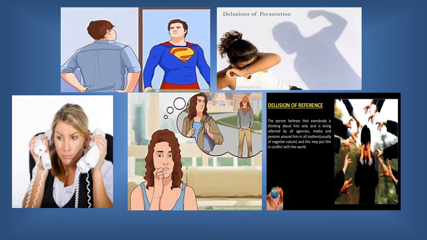Next, you will see again delusion of persecution, where the girl is feeling like someone is spying on her, someone is following her. And lastly, there is delusion of reference. In the image, you can see delusion of reference, where the person believes that everybody is thinking about him only and is being referred by all agencies, media, and persons around him in all matters. And basically, it is of negative nature, and this may put him in conflict with the world.